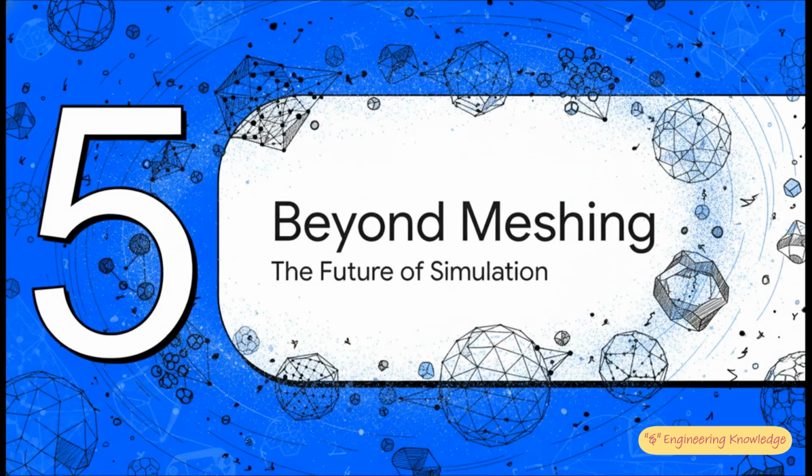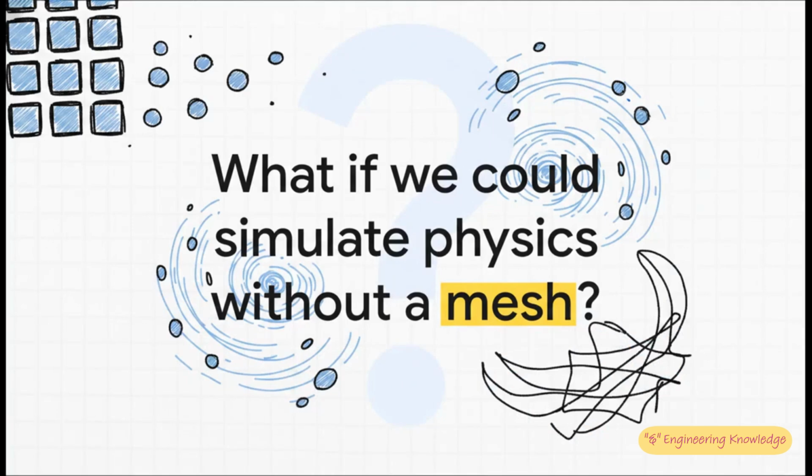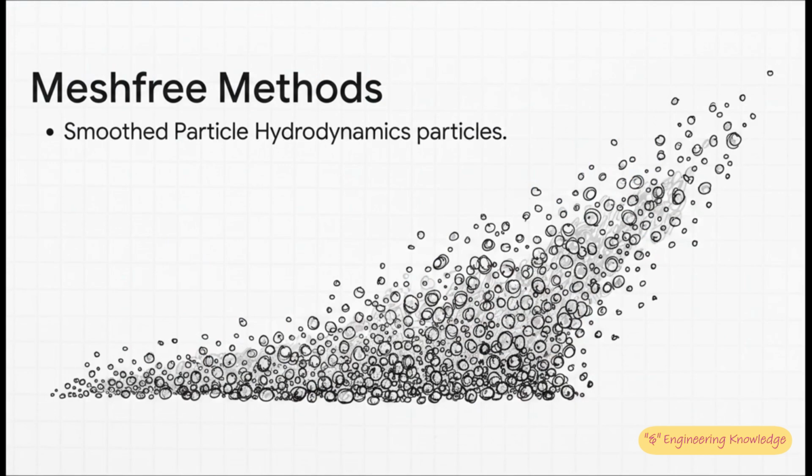Finally, Section 5, Beyond Traditional Meshing. After spending all this time detailing the careful art of creating the perfect grid, I actually want to ask you a rather challenging question. What if we could simulate highly complex physics without connecting nodes into a mesh at all? Well, this is the brilliant promise of mesh-free methods. Techniques like smoothed particle hydrodynamics, or SPH, literally liberate the data points from a rigid grid. Instead, they treat nodes as individual physical particles that carry mass and can move around freely.